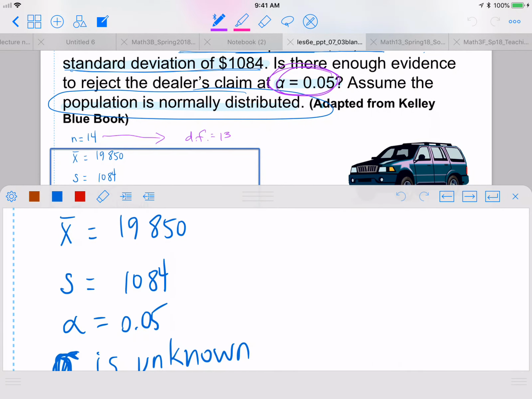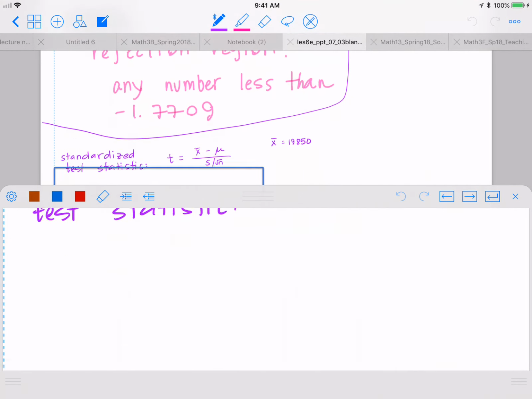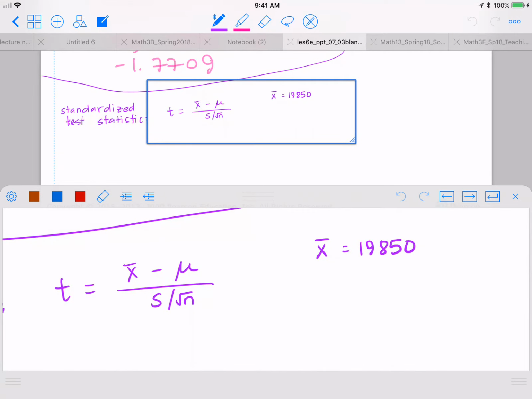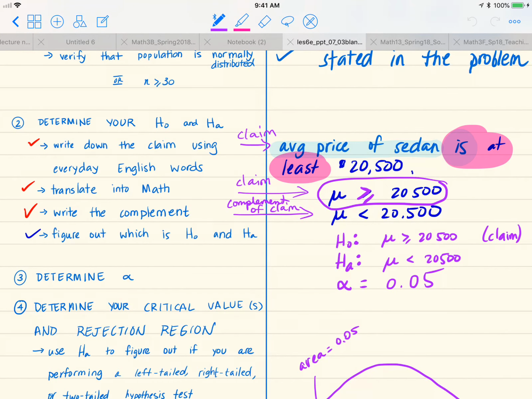Now what is my x bar? The x bar, remember, is 19,850. Do you remember how we found that? That was stated in the problem: a mean price of 19,850. So we wrote down x bar is 19,850. Also, s is 1084 and n is 14.